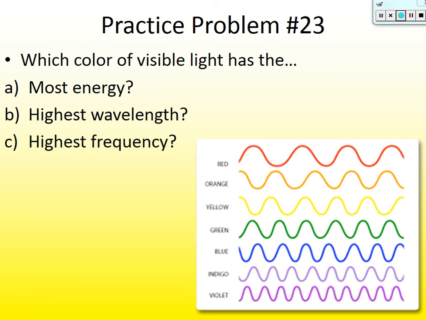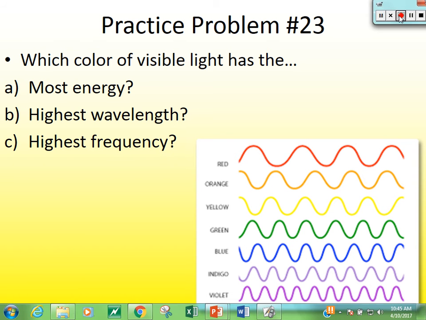Practice problem 23. I would like to have you guys answer this on your own. So if you're watching the video right now, there's three parts. There's A, B, and C. I want you to answer which one has the most energy for A, which color over here out of ROYGBIV has the highest wavelength, and which color would have the highest frequency. So please take a second. I want three answers next to A, B, and C. So if you're watching the video, please hit pause and answer each one of those. Then hit play. Okay.